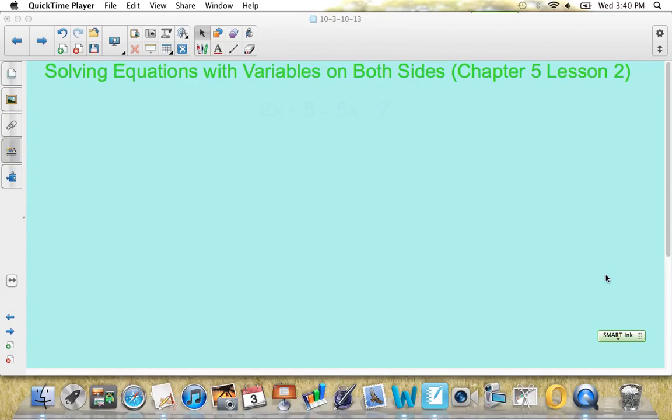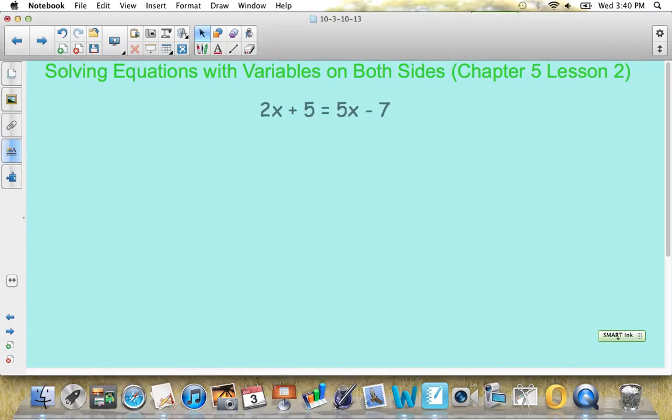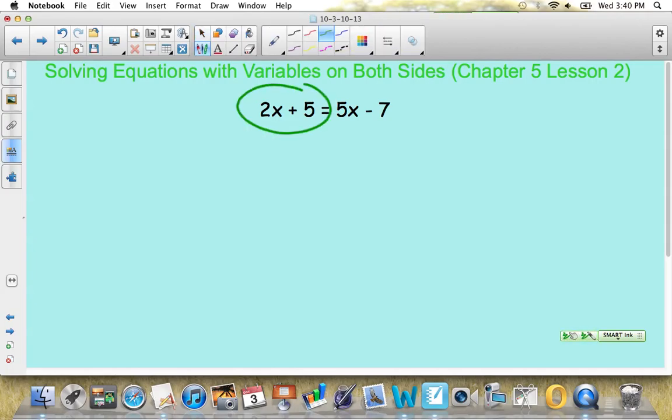Today we're going to talk about equations with variables on both sides. This is Chapter 5, Lesson 2 in your textbook. An equation with variables on both sides is exactly how it's described. So we have an equation and there's variables on both sides of that equation. And the nice part about it is that these variables are the same.